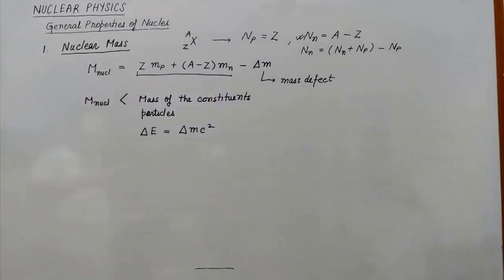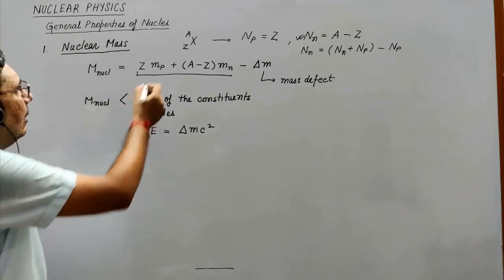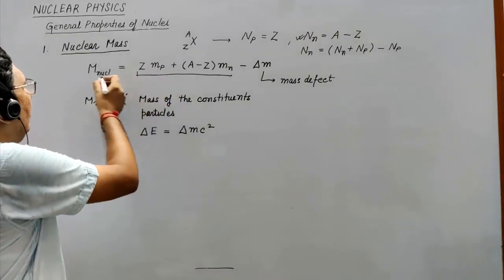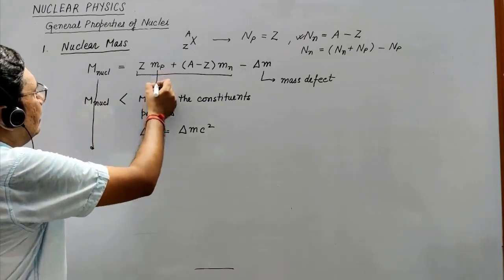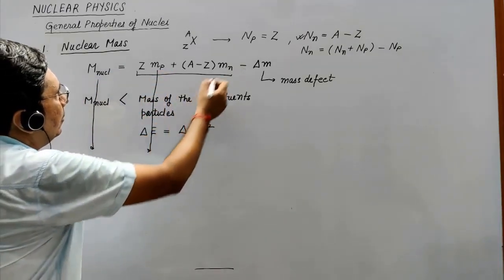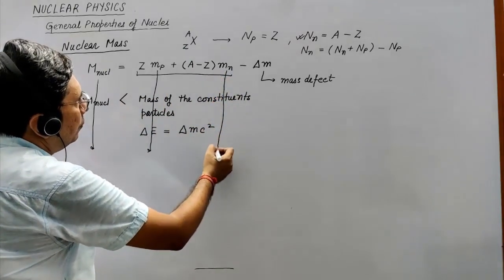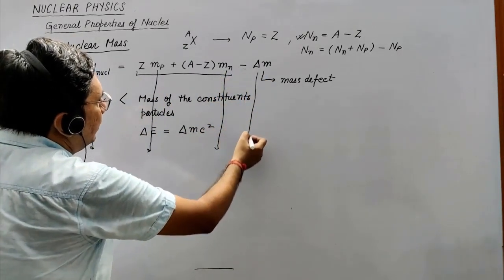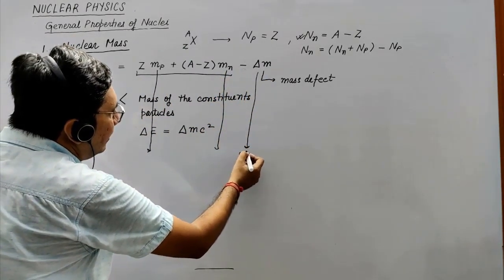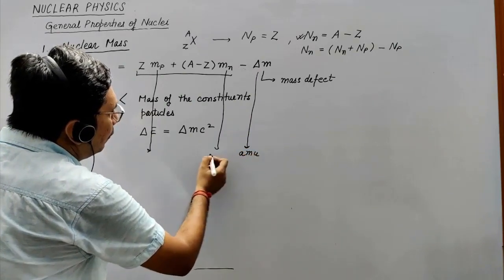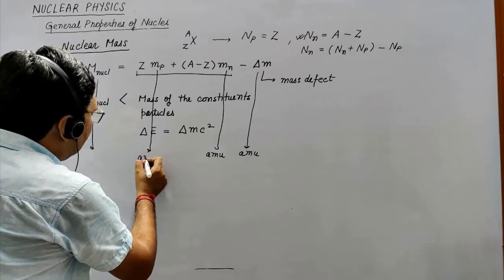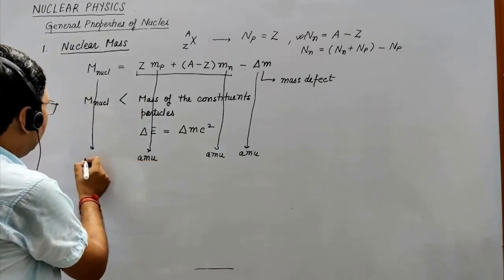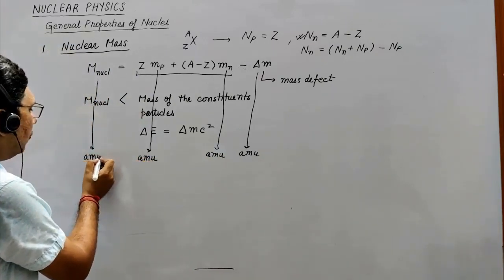So this is the expression for the nuclear mass. Now, the most important thing is that all these masses, like the mass of the nucleus, the mass of the proton, the mass of the neutron, and this delta m, are all written in terms of AMU. You will find that in nuclear physics, masses are in general given in terms of AMU.